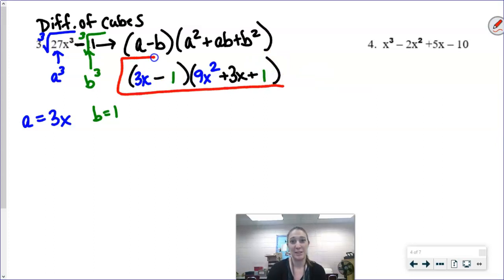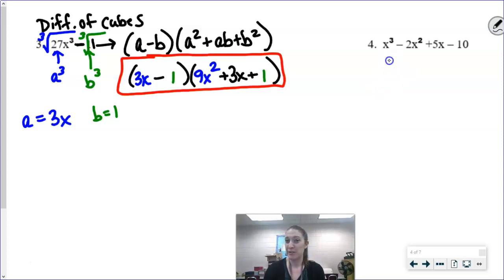I really like the cubic pattern, especially if my teacher's not going to make me memorize it. If you accidentally memorize it, that's okay. It'll be good for your SAT test, but I won't make you memorize it for the Algebra 2 course. Oh my gosh.